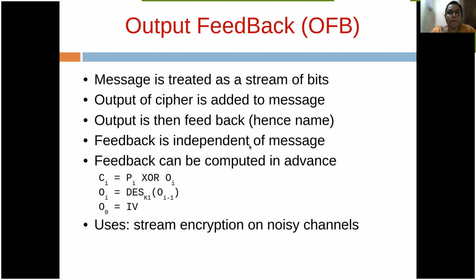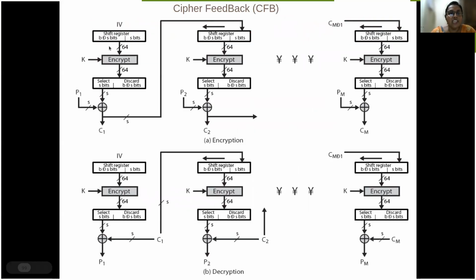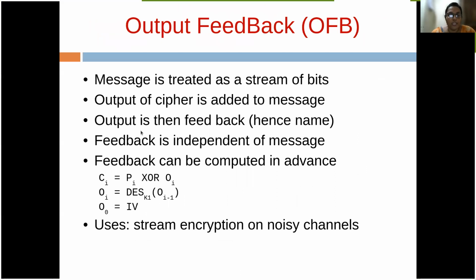Okay, so feedback is independent of the actual message. What is output? Output is first the initial value. Earlier, what we had in CFB, this section is where we're getting the output for OFB. So first output is IV. That output is given for the first output, O1. DES of IV is O1, and that is XORed with P1 to give C1. So P1 is not being propagated, instead O1 is being propagated.